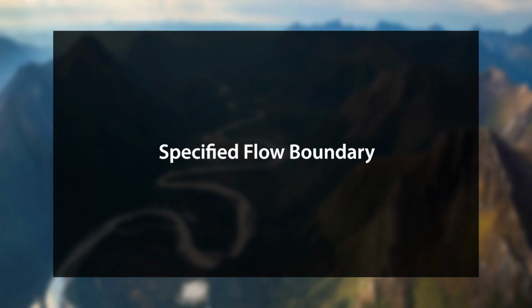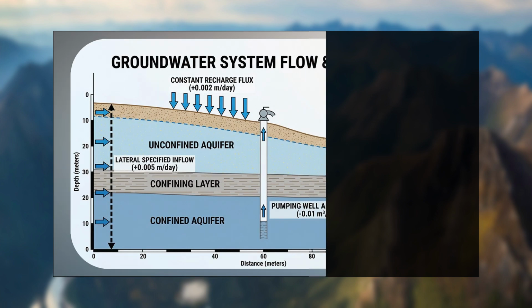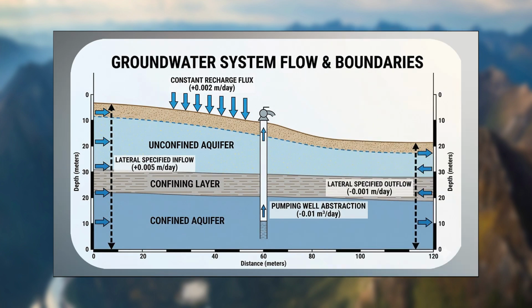Second is the specified flow boundary. The specified flow boundary fixes the precise volumetric flow rates, that is the fluxes, across the boundary. The actual water level, that is the head, at these boundary points is then calculated by the model and can change as the simulation progresses. The condition is used to represent flow that is known to enter or leave the system at a constant rate. It is also used to simulate defined flow rates from pumping or injection wells.